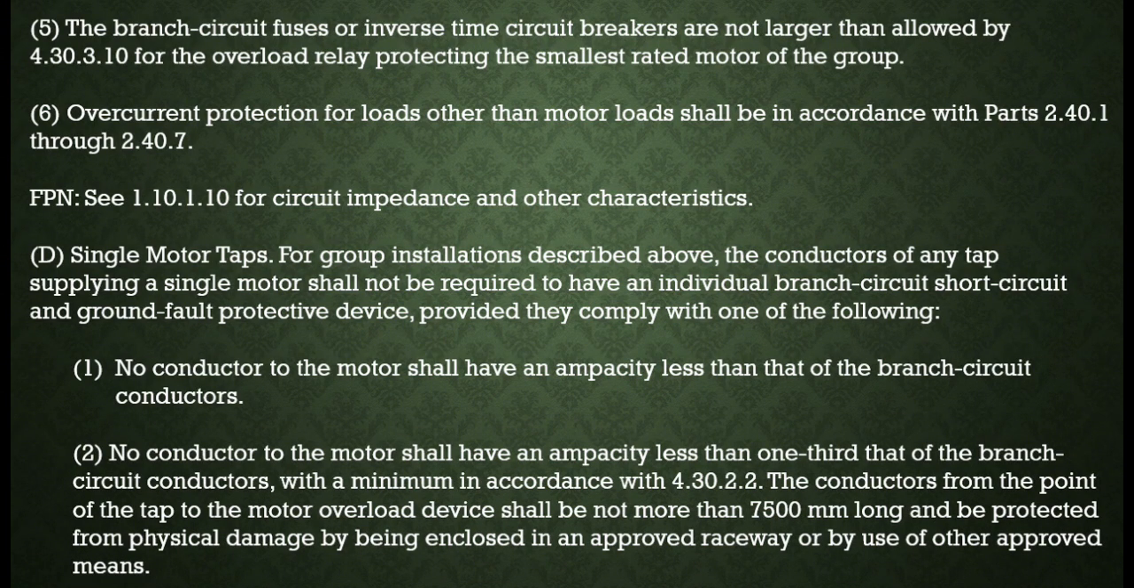Branch circuit fuses or breakers can't be larger than allowed for the smallest motor overload relay. Overcurrent protection for non-motor loads follows parts 2.40.1 to 2.40.7. And for single motor taps, conductors supplying a single motor don't need individual protection basta i-meet nilang certain ampacity requirements like being equal to the branch circuit conductors or at least 1/3 with proper protection.